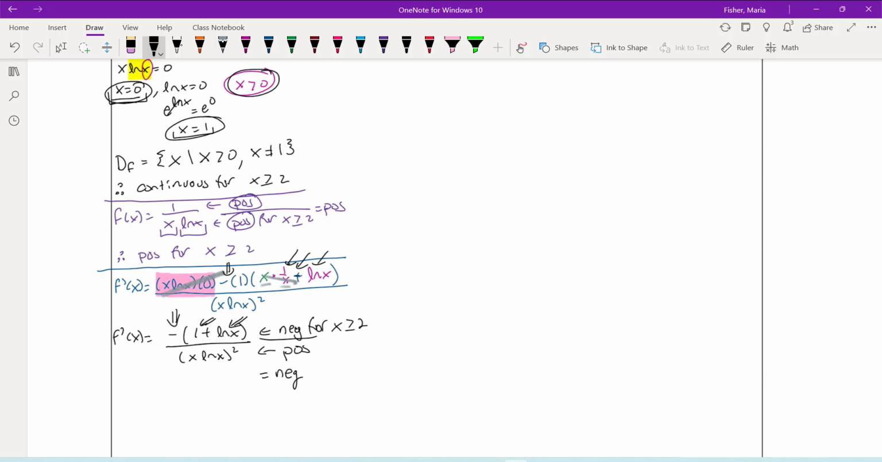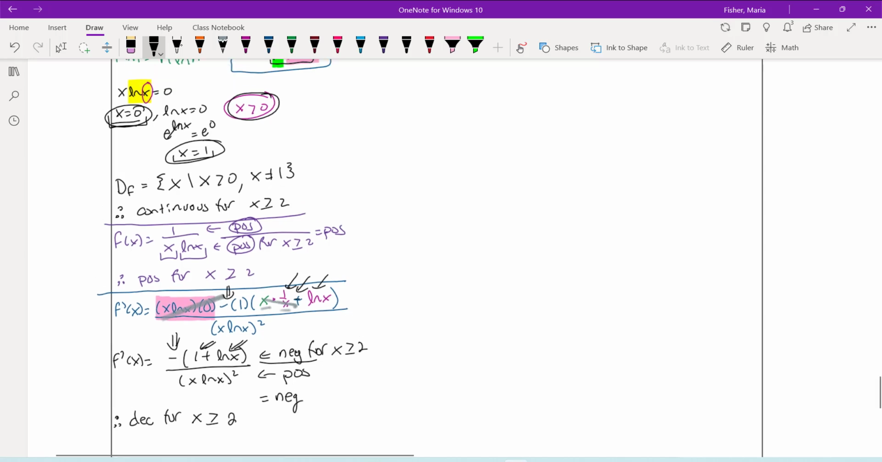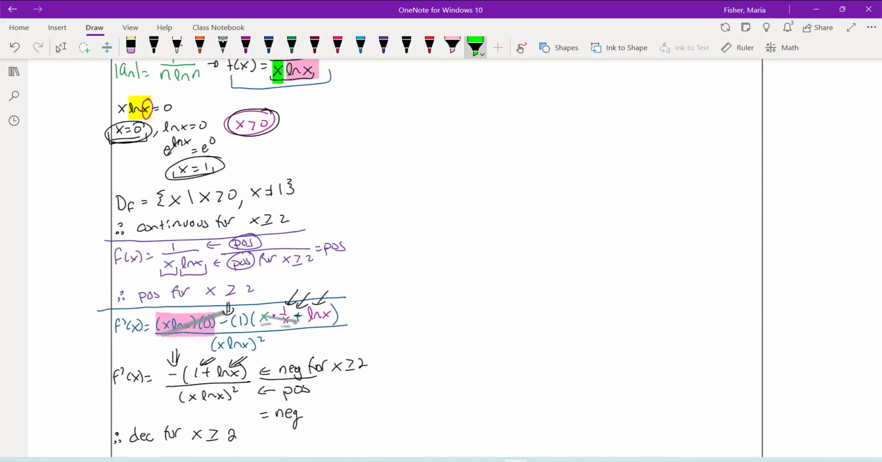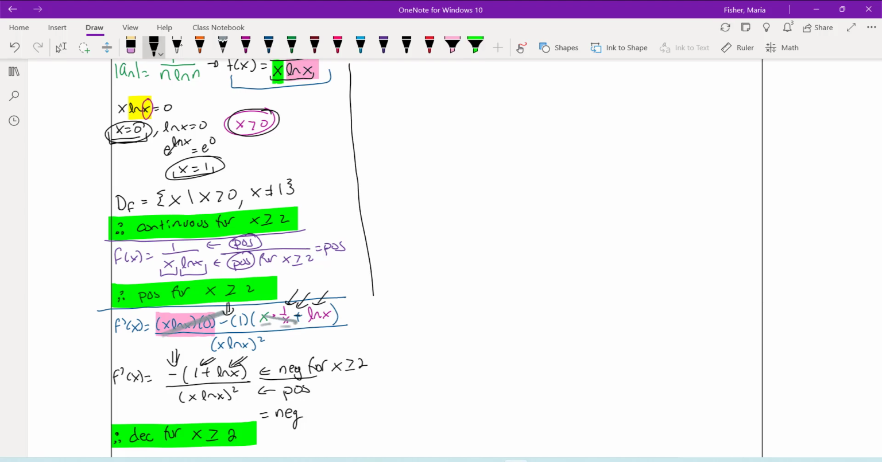And since it's equal to a negative, we can say that we are decreasing for x's greater than or equal to 2. What does that mean? That means that the integral test applies. So for the integral test, remember, you have to show that you are continuous, that you are positive, and that you are decreasing, in this case, for x's greater than or equal to 2. Now let's perform the integral test.